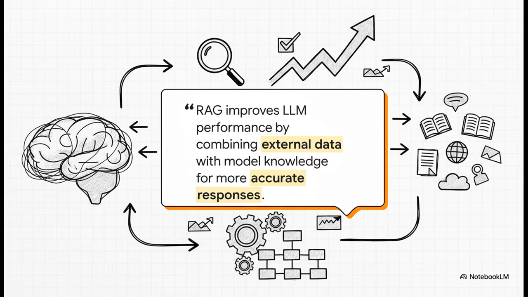I mean, this quote really sums it up perfectly. RAG improves LLM performance by combining that external data with what the model already knows. So it's not about replacing the AI's brain, it's about giving it a massive library and a research assistant to make it smarter, more powerful, and a heck of a lot more reliable.